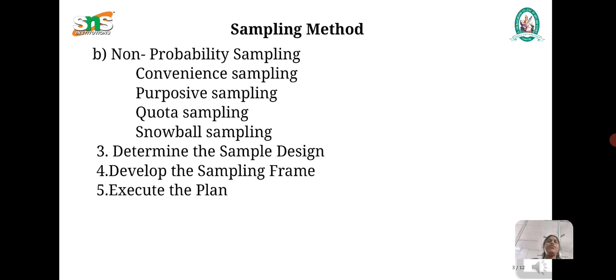We have to finally mention what the population is, and whether it is probability or non-probability. In that, what sampling method we have applied, and from that we have to determine the sample design, and from that develop the sampling frame, and finally execute the plan in the form of the methodology which we are going to adopt for the particular sample.